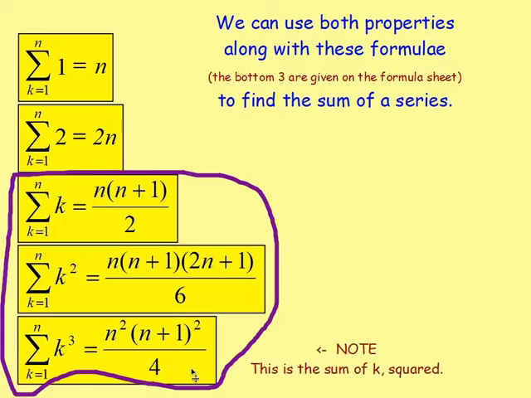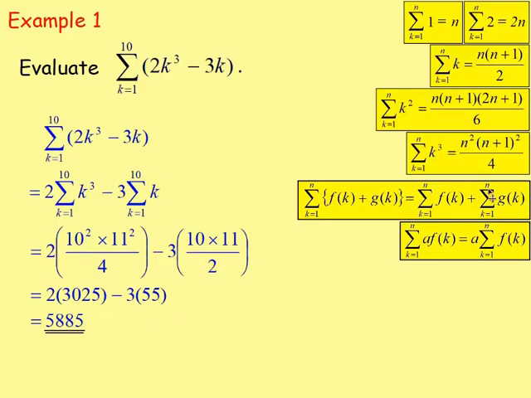And as it says here, this one is just the sum of k squared. So the n is squared, the n plus 1 is squared, and the 4 is also squared. It's a random wee note. These three are given and you need to know how to use them.